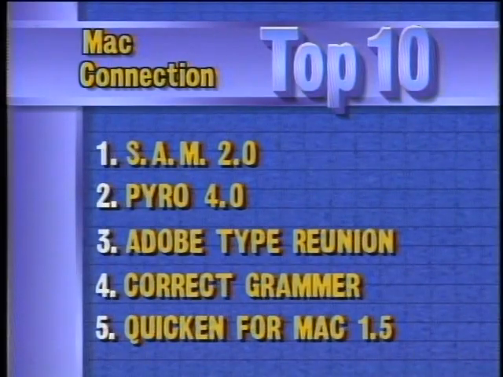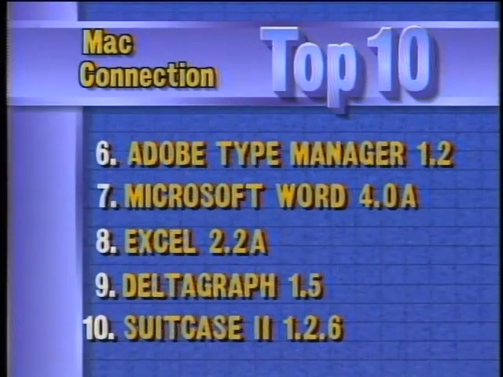Looking at the top 10 software titles for the Macintosh this week, Mac Connection reports that Symantec's antivirus program is the bestseller, followed by Pyro, Type Reunion, Lifetree's Grammar Checker, and Quicken. Rounding out the top 10 are Type Manager, Word, Excel, Deltagraph, and Suitcase 2. Sun has unveiled its new under $10,000 Unix workstation. Sun also announced its first ever retail deals with Entre, MicroAge, and Ninex. Finally, if you watch Married with Children on TV, get ready for Married with Children, the computer game. Columbia Pictures has licensed the rights to the racy TV show to Sharedata Software.